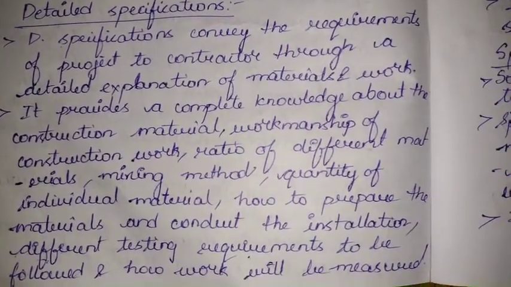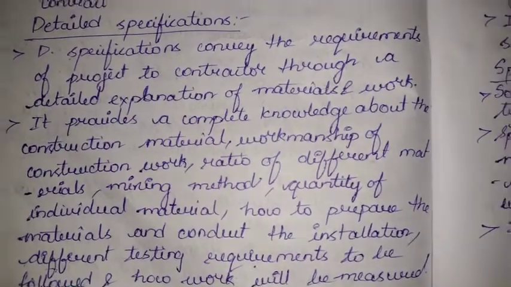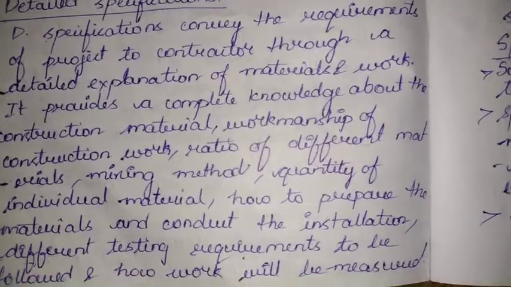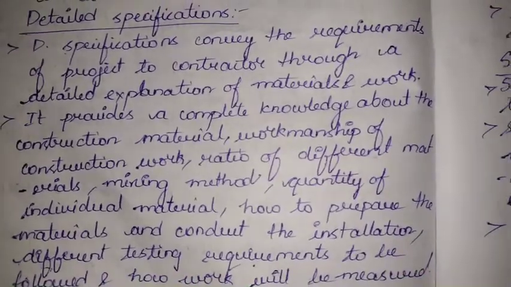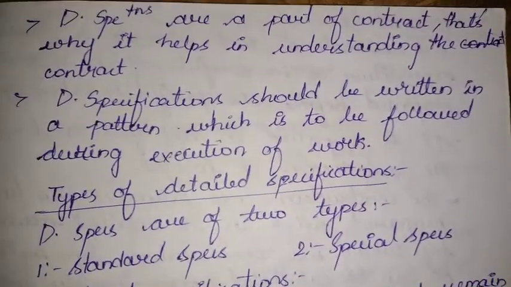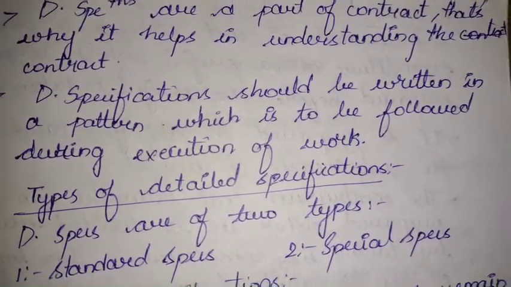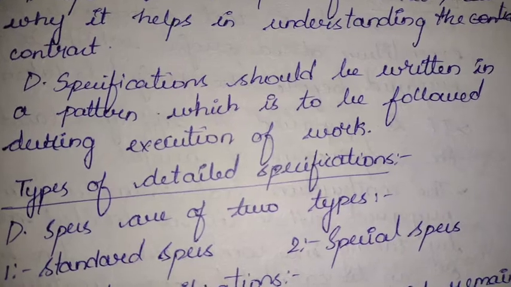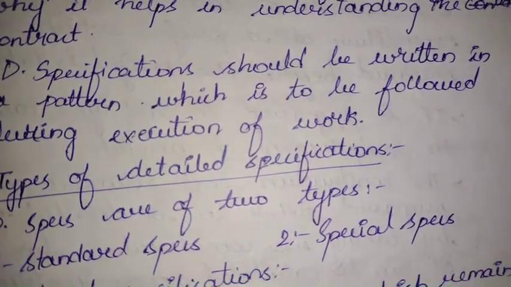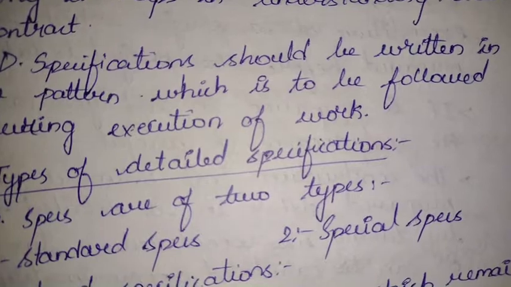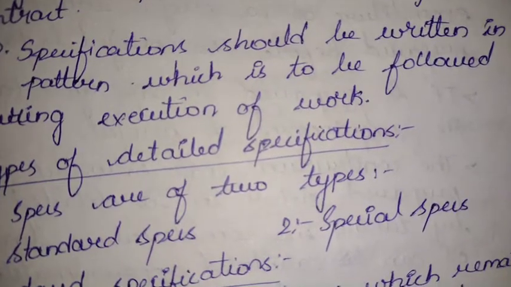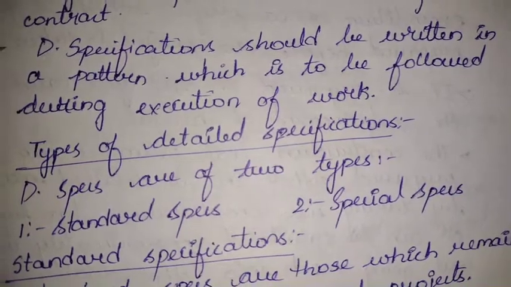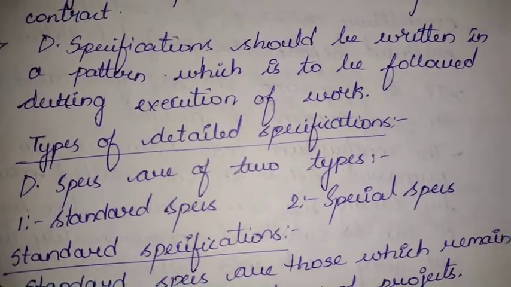The detailed specifications of different items of work are prepared separately and describe what the work should be and how it shall be executed and constructed. Detailed specifications are a part of the contract, which is why they are helpful in understanding the contract. That is, the detailed specifications form an important part of the contract.